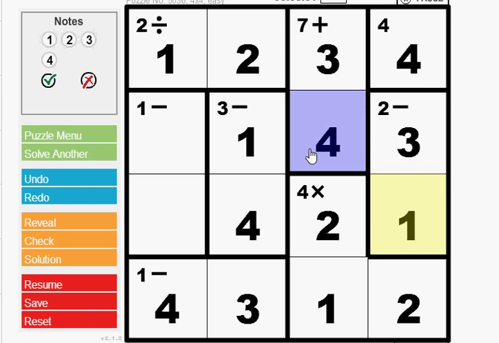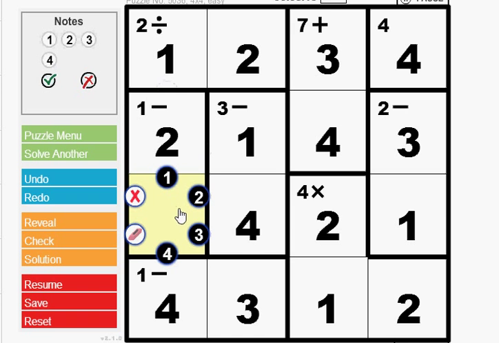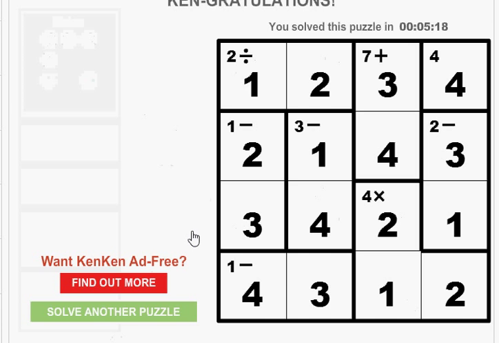Now we don't have to think any further, it is pretty obvious. In this particular row, if you see, I have already used 1, 3 and 4. So what number will come over here? 2. And what number will come over here? I have used 4, 2 and 1. This has to be 3. Voila. We have solved this puzzle.